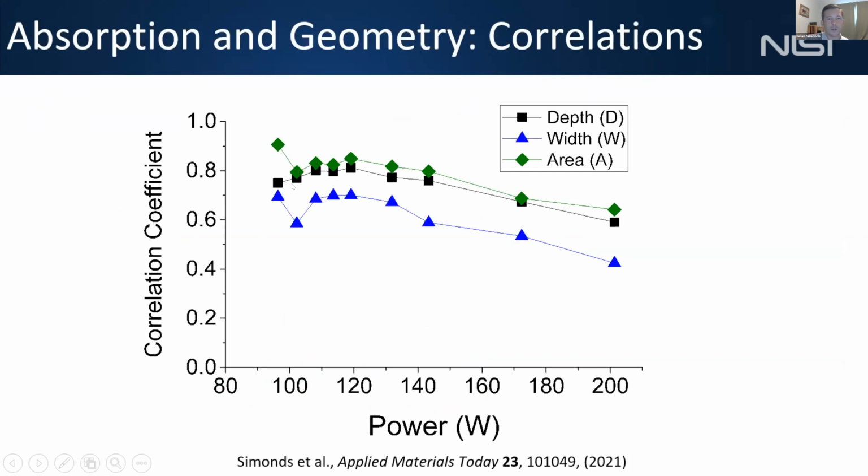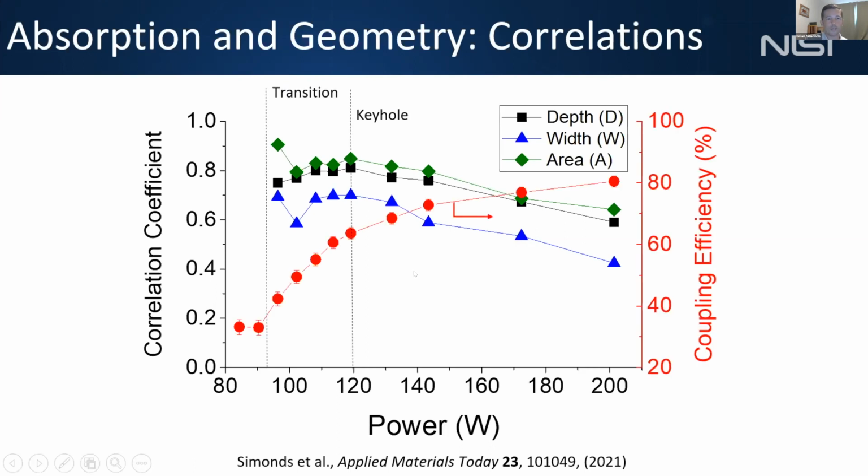And right off the bat, you can see that area of the keyhole is what correlates most strongly with absorption. Depth is not too far behind. So if you had to choose between which to measure and you didn't have access to a synchrotron, measuring depth will get you pretty close to telling you something about absorption.